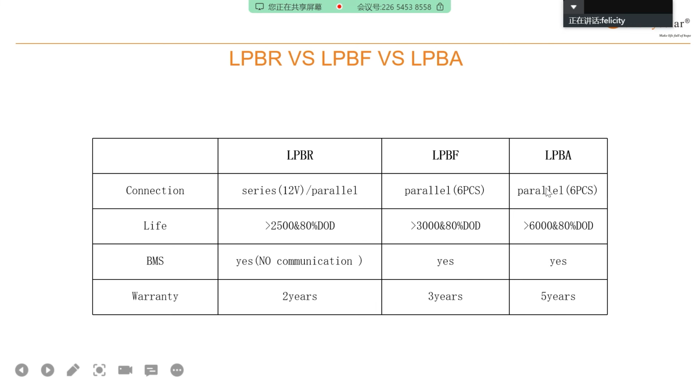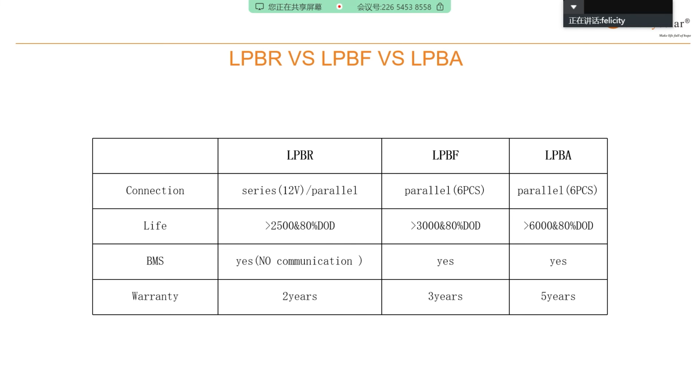As for cycle life, the LPPR is more than 2500 cycles under 80% DOD, the LPBF is more than 3000 under 80% DOD, and the LPPA is more than 6000 under 80% DOD. For the BMS, all the lithium batteries we have a built-in BMS, but the type of BMS is different. The LPPR BMS does not support communication currently, but in the future we will use a communication-supported version. Now LPBF and LPPA both support communication.